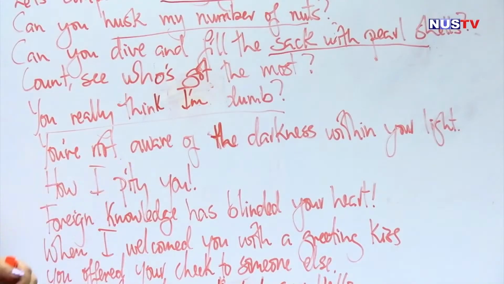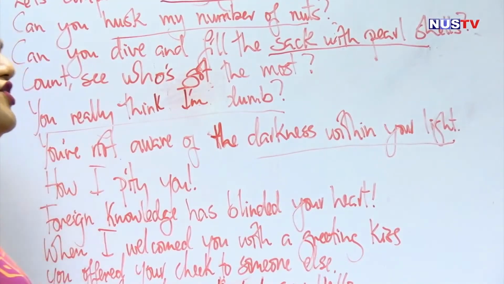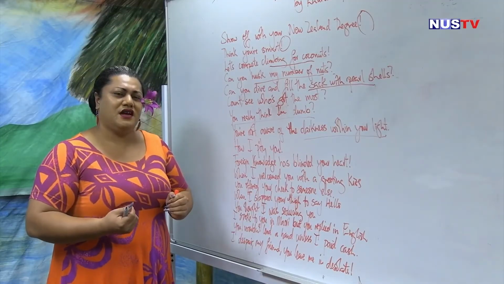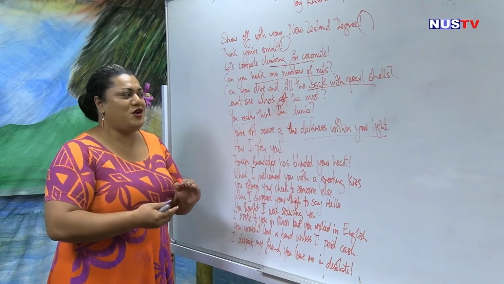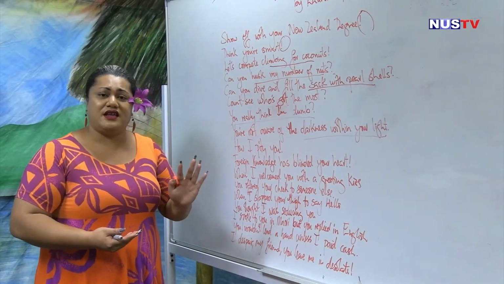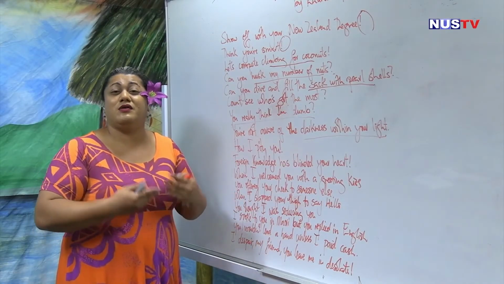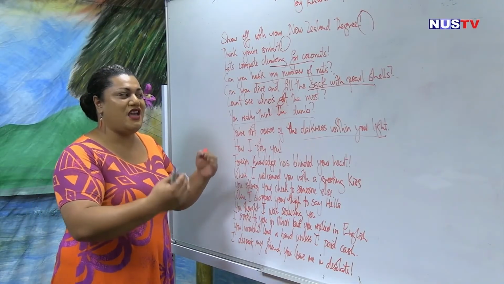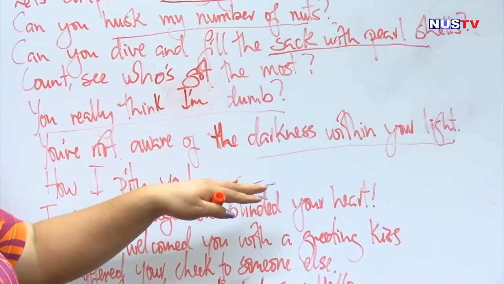You're not aware of the darkness within the light. Oh, this is very nice. So it is the reflection of the name of the poem, Darkness Within the Light. So if you think about the darkness, literally, there is no place that is dark and is also light at the same time. When you go to a place that is completely dark, the reason why it's dark is because there is no light. So it is a really good contrast between the dark and the light. You're not aware of the darkness within your light.